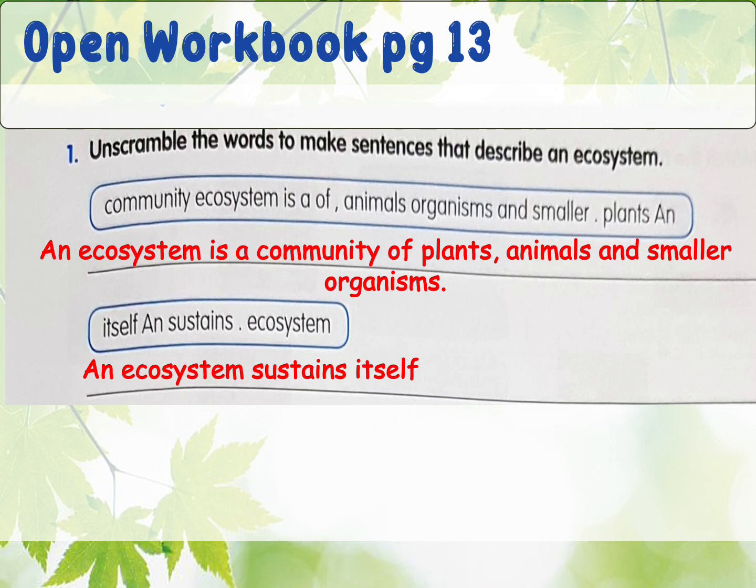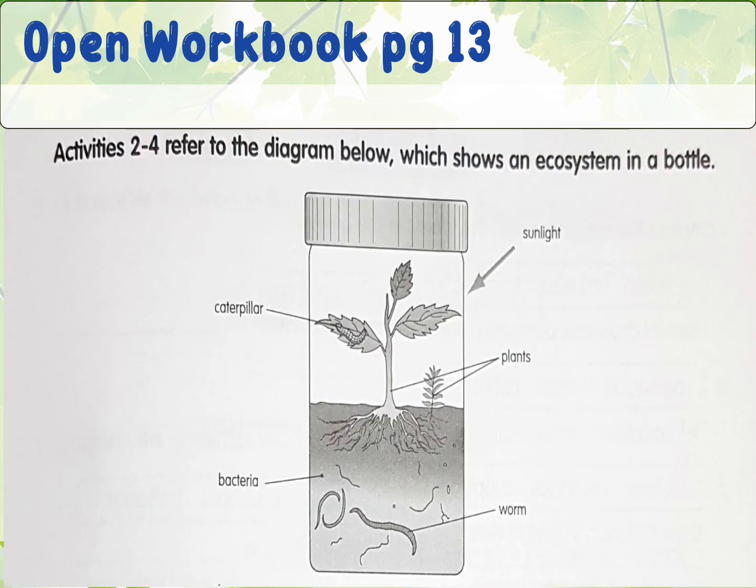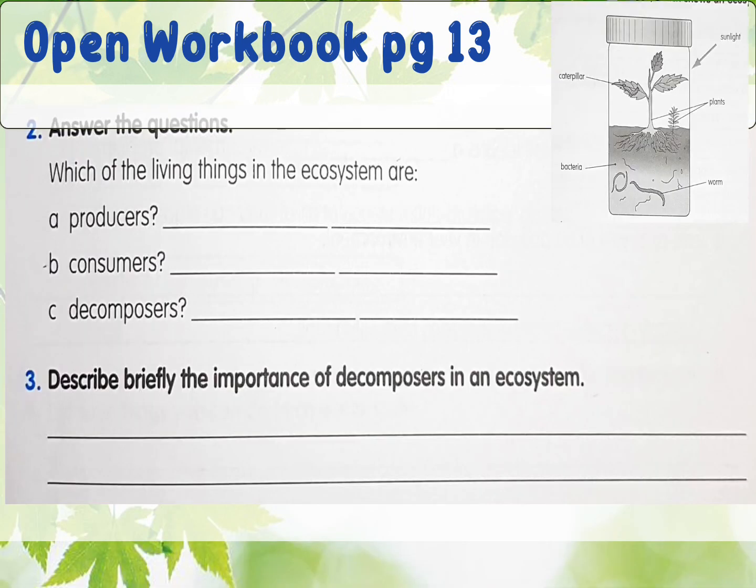Now let's move to question 2 to 4. They're showing that it's related to this diagram. Now you can see it's an ecosystem inside a bottle. Okay. So the first question is, which of these living things in the ecosystem are producers? Yes, the plant. The plants are the producers. Well, consumers? Yes, we have caterpillar, which is eating from the leaves.